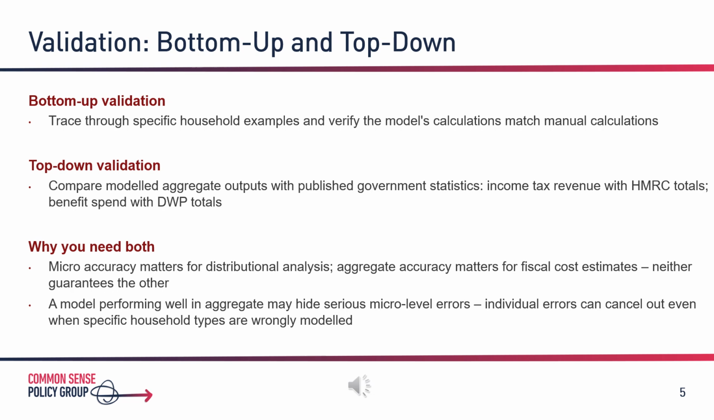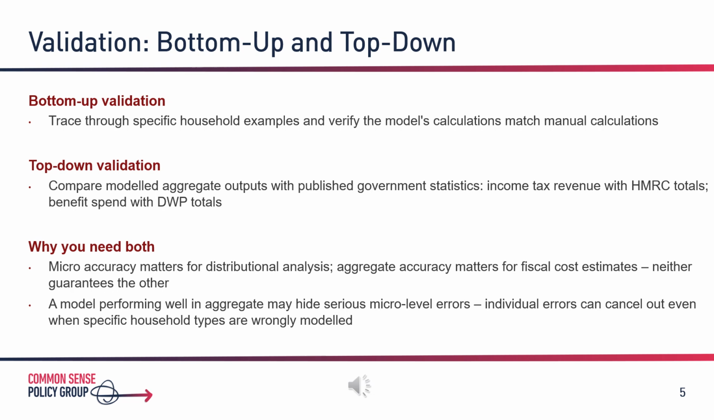Bottom-up validation works from individual households upward. You take specific test cases, a single person on £30,000 a year, a couple with 2 children and one earner on £25,000, a pensioner on state pension only, and manually calculate what their income tax liability and benefit entitlements should be under the current rules. You then run the model on these households and check that the model's outputs match your manual calculations. This tests whether the individual calculations are coded correctly.